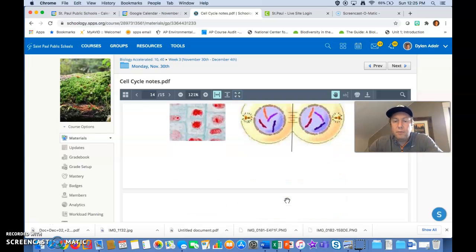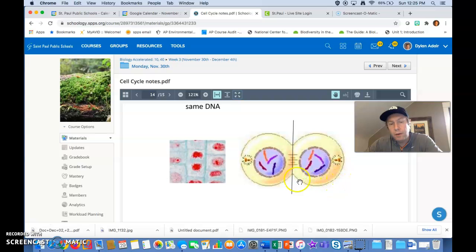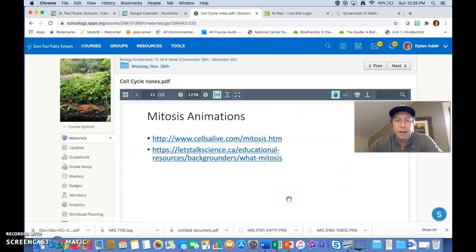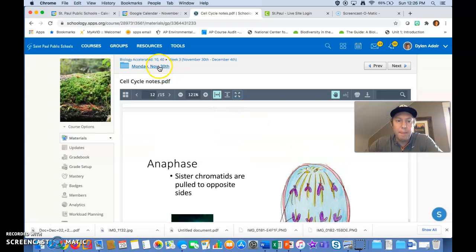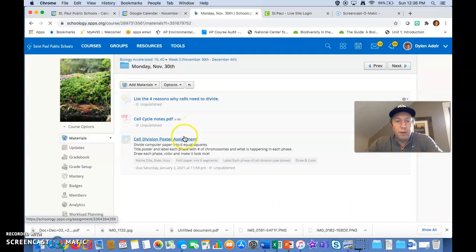And in this case, we have 4 chromosomes. In a real human cell, you'd have 46 in each, okay? And there are some animations you can go do that track through this that can help you with your project. Okay, now going back to our folder, that's where you can find the PDF.